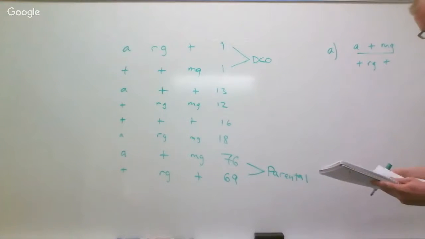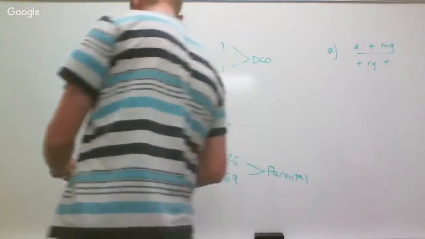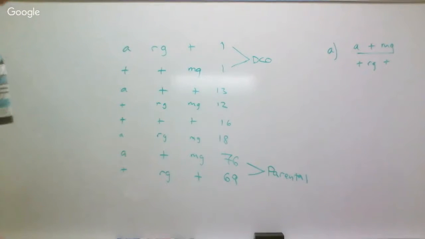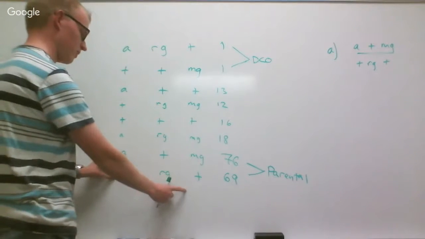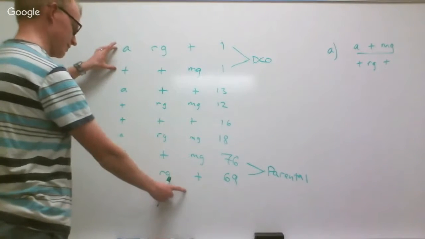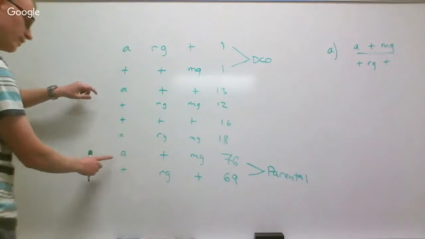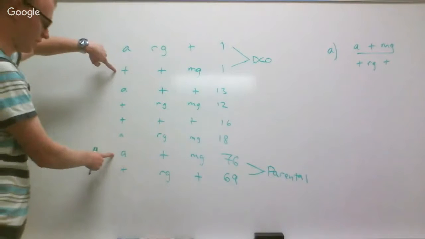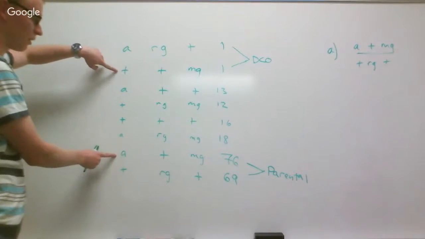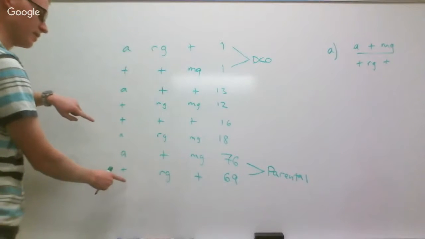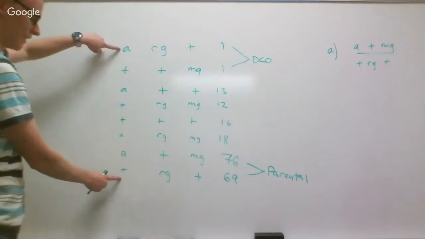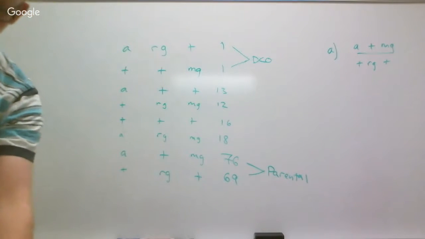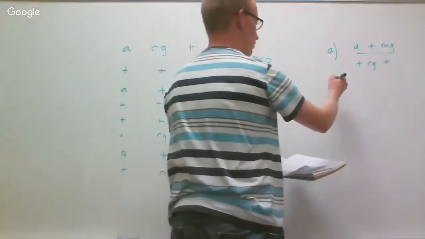Now, for part B, we need to look at the gene order of the parents. In this case, we have to compare our parental mice with our double crossovers and see what the difference is. Comparing this one and this one, the only difference between these 2 is going to be this A. Where there's an A here, there's a plus and an MG, so that matches. For the other parental, the only difference again is the A, and we have an RG and a plus, so that matches. So that means the gene order, our A has to be in the middle.